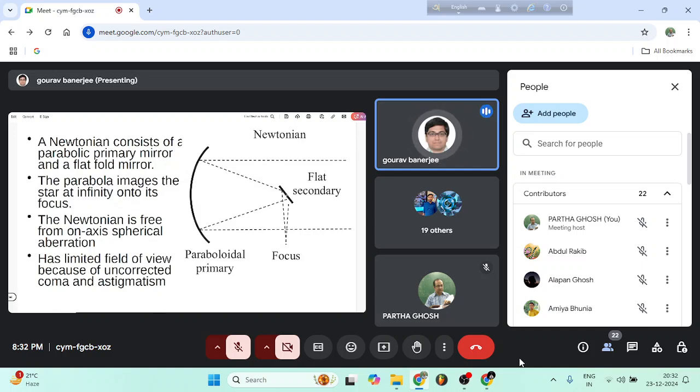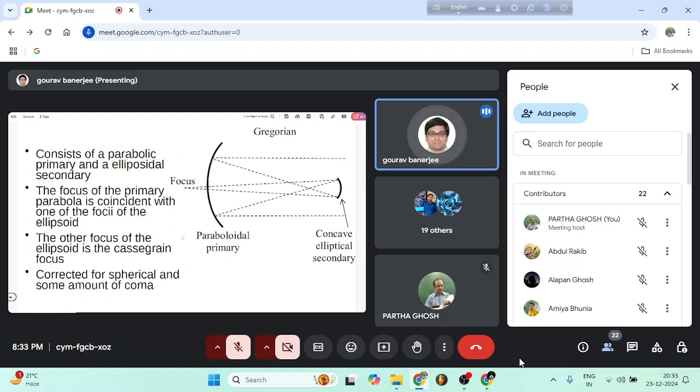It doesn't have a secondary optical surface. It's basically a flat. So what it does is take the object at infinity and put it at focus. The Newtonian is free from spherical aberration, but it has a fair amount of coma. So it works very well for a small field of view, but doesn't work very well for a large field of view.